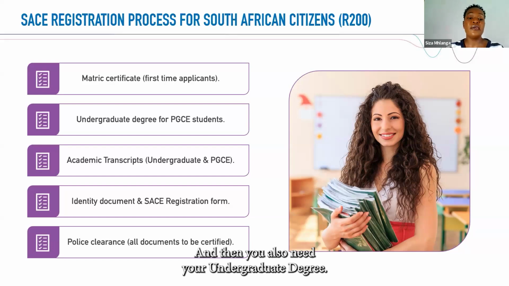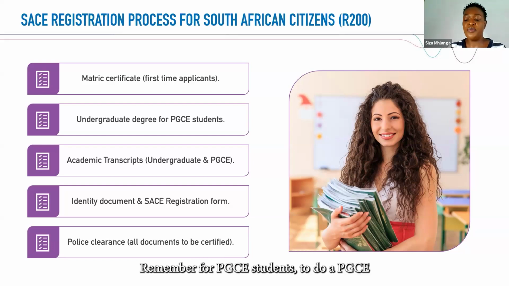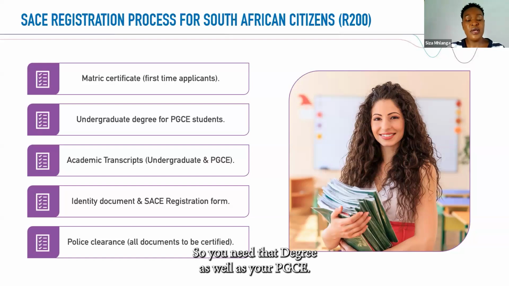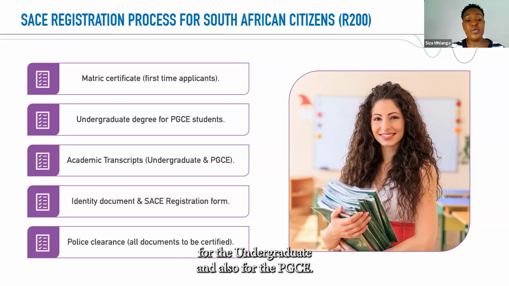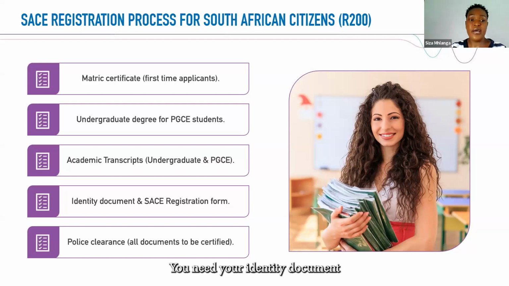And then you also need your undergraduate degree. Remember, to do a PGCE, you need to have done an undergrad degree. So you need that degree as well as your PGCE. You also need your academic transcripts for the undergraduate and also for the PGCE. You need your identity document and also the SACE registration form.